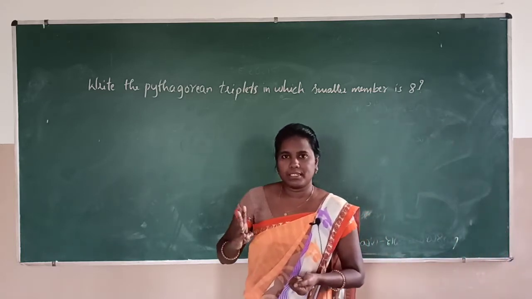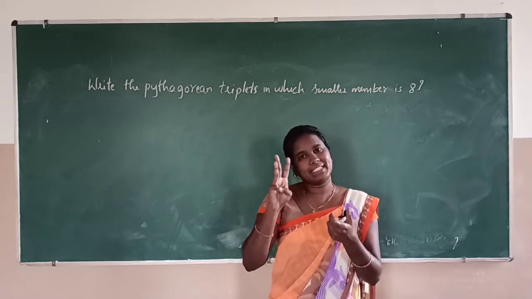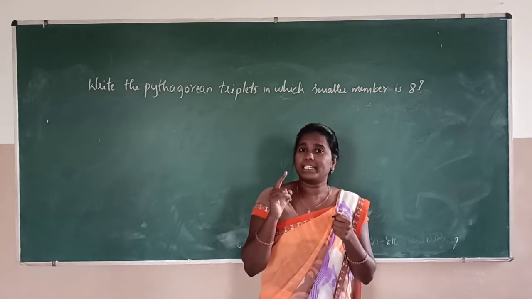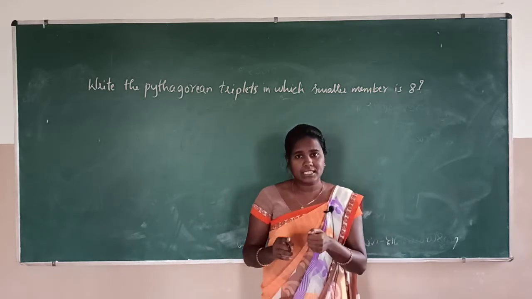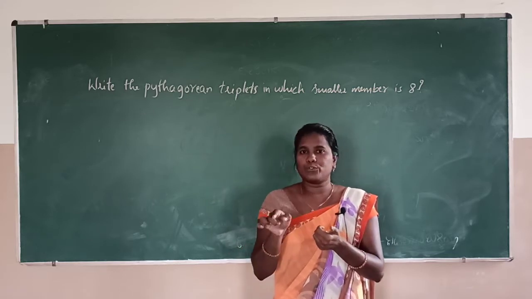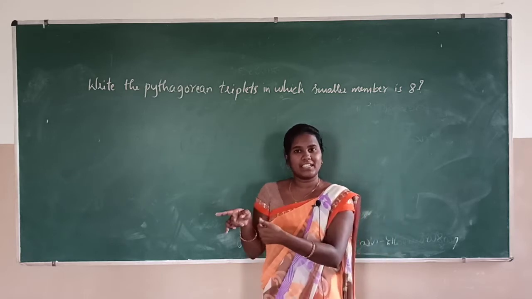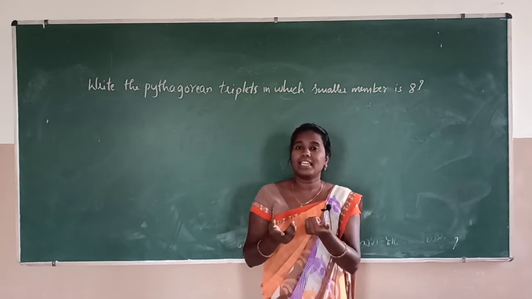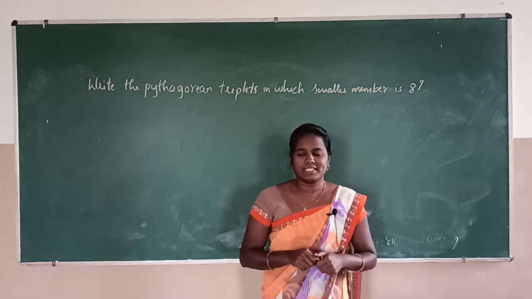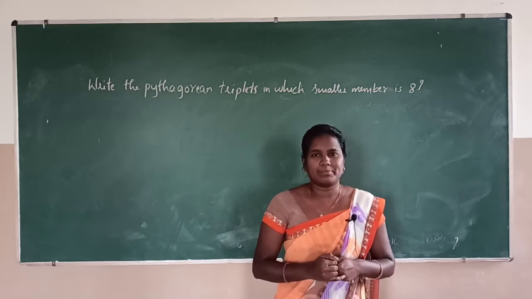There are three numbers. Yes. Pythagorean triplets means three numbers. In that, it is given that the smaller number must be 8 only. So, in Pythagorean triplets we have seen 3, 4, 5 are the Pythagorean triplets. Then 6, 8, 10 are the Pythagorean triplets. Then 5, 12, 13, these are the Pythagorean triplets. And in the last video, I asked you to find some more Pythagorean triplets.